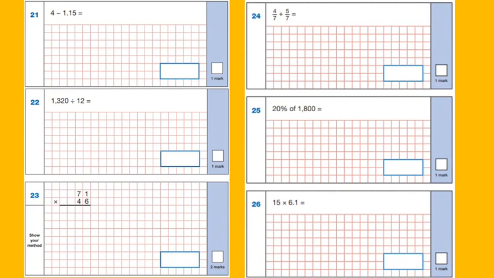On the screen now are your first 6 questions. Pause them, have a go. Once you've done that, if you press play, another set will come up. There are 10 in total. We're getting towards the end of the test paper now, so these are quite tricky questions. Once you've had a go at all 10, press play and we'll go through the answers together.